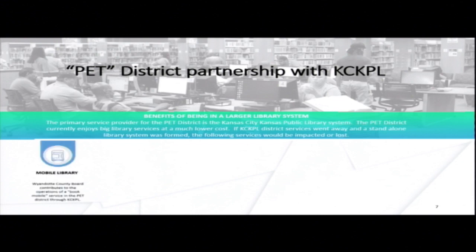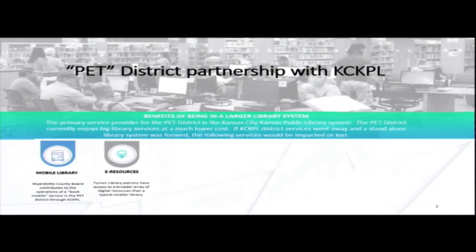The value of being part of a larger system provides the user. The primary service provider for the PET district is the Kansas City, Kansas Public Library. Our mobile library: the Wyandotte County Board contributes to the operation of a mobile library service in the PET district through KCKPL. While the district could cover the expenses of the materials and staff, a smaller independent district would not be able to handle the support structure, for example, having to send people for CDL training, ongoing maintenance, fuel costs, etc. It would likely have to eliminate this service.